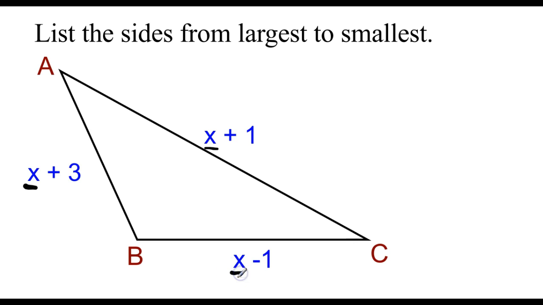But you give me any value for x, the largest side is going to be the one that you're adding the most to. So AB must be the largest side because you're adding 3 to it. You're not adding 3 to any other side there. The next largest is going to be adding 1 to it, so that's going to be AC. That's the mediumest side. And then the smallest side is the one you're subtracting 1 from. That's going to give you your smallest value, which is BC.